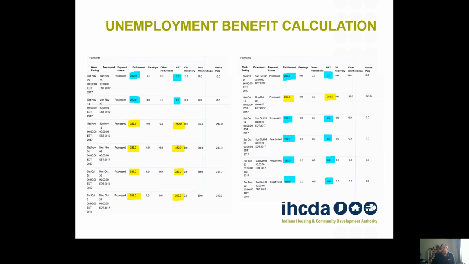Okay, so unemployment benefit calculation. This is not necessarily how it currently looks.